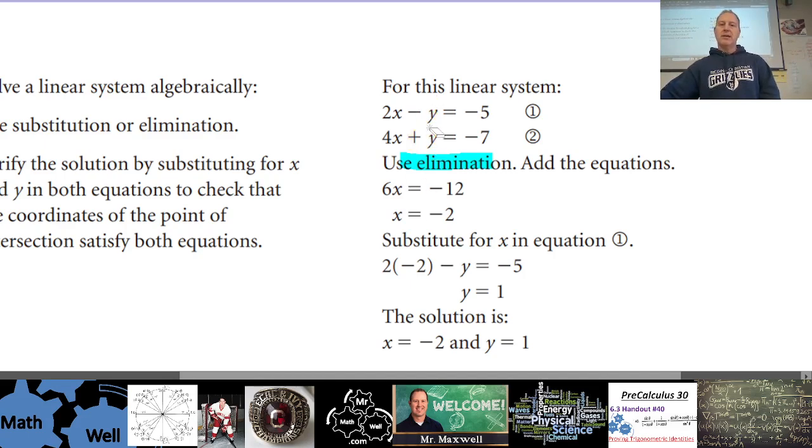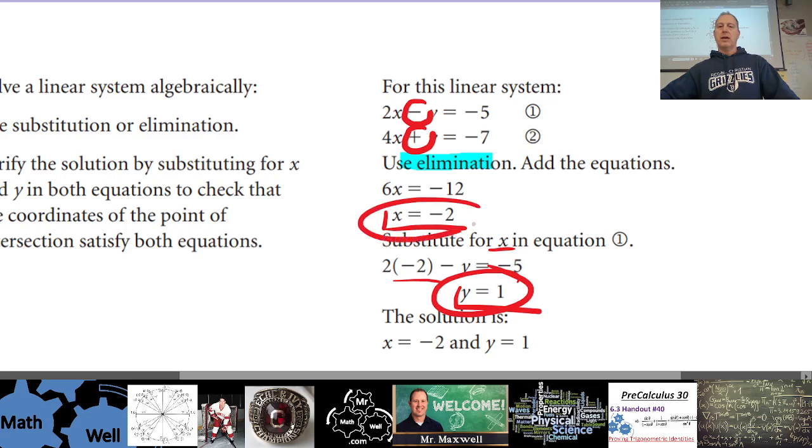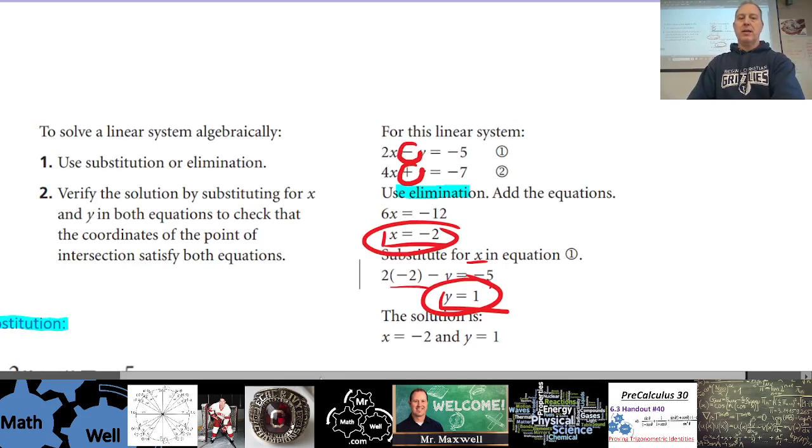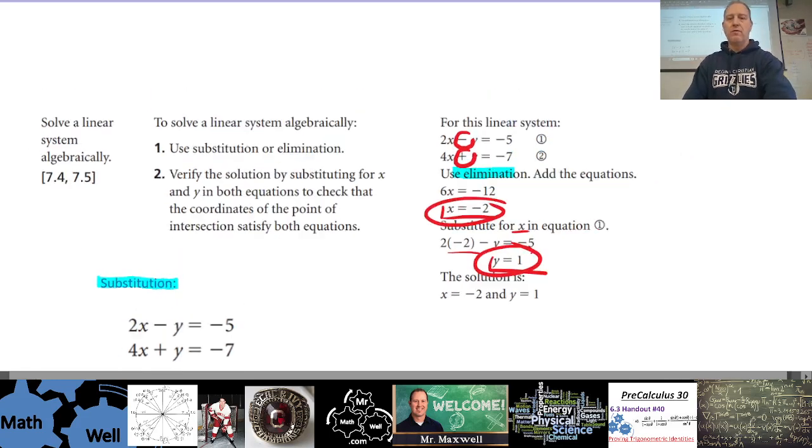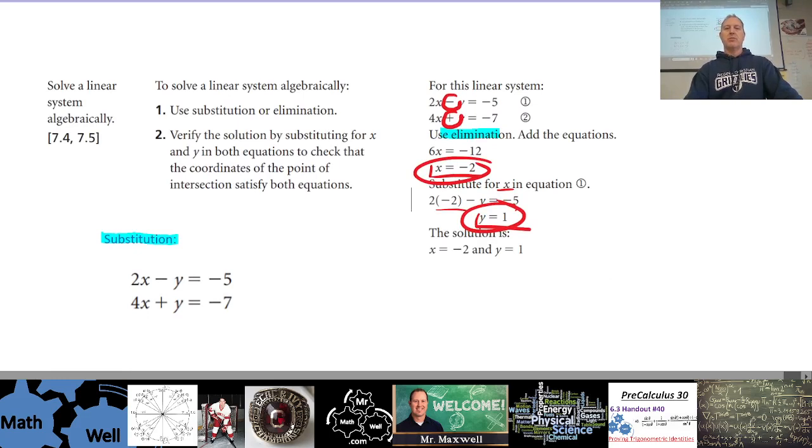Now if the system was this, -5 and then +5, still awesome. You add them together and the y terms are gone, right? So as long as you have the opposite coefficients, same number, opposite sign, you add them up and you can solve for one variable. You substitute that variable into one of the equations to find the other one. And you check them and then you circle the answers. Okay? So elimination is adding equations to eliminate one of the variables, and you will eliminate your variable if the coefficients on the same variable term in both equations are opposite.